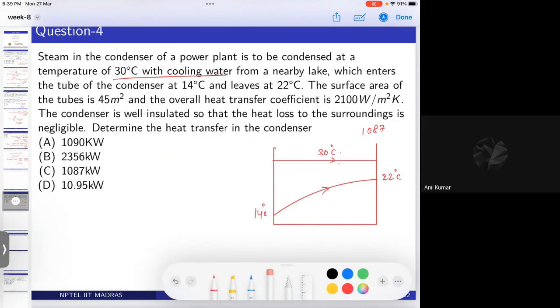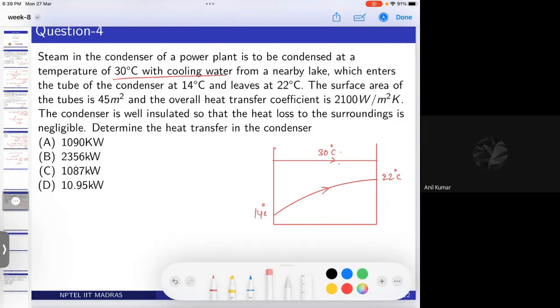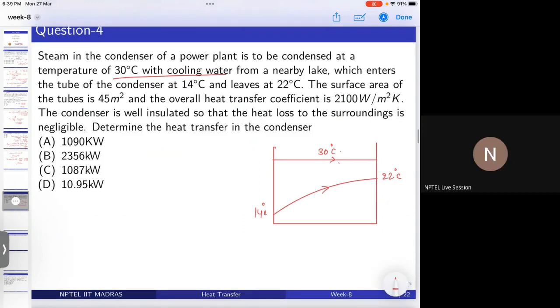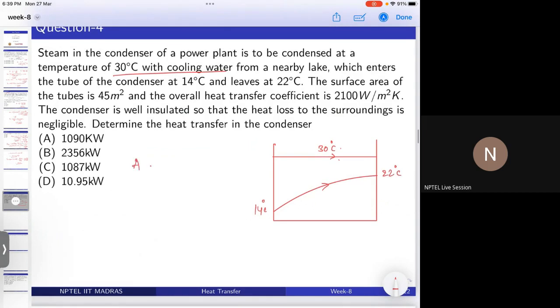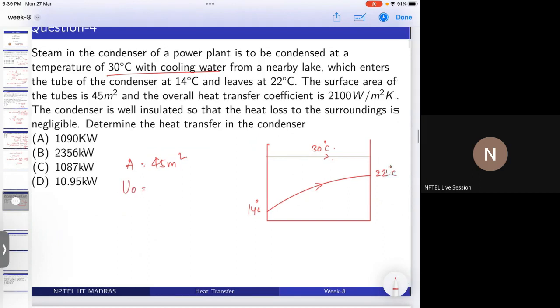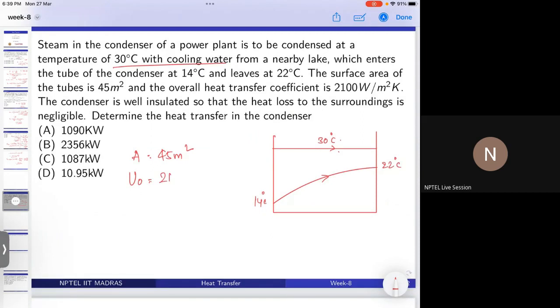Actually my answer is 1086.8. Okay, so the option is 1087. So, what is A? Let me check. A is 45 meters square. So the overall heat transfer coefficient U is 100 watt per meter square Kelvin.